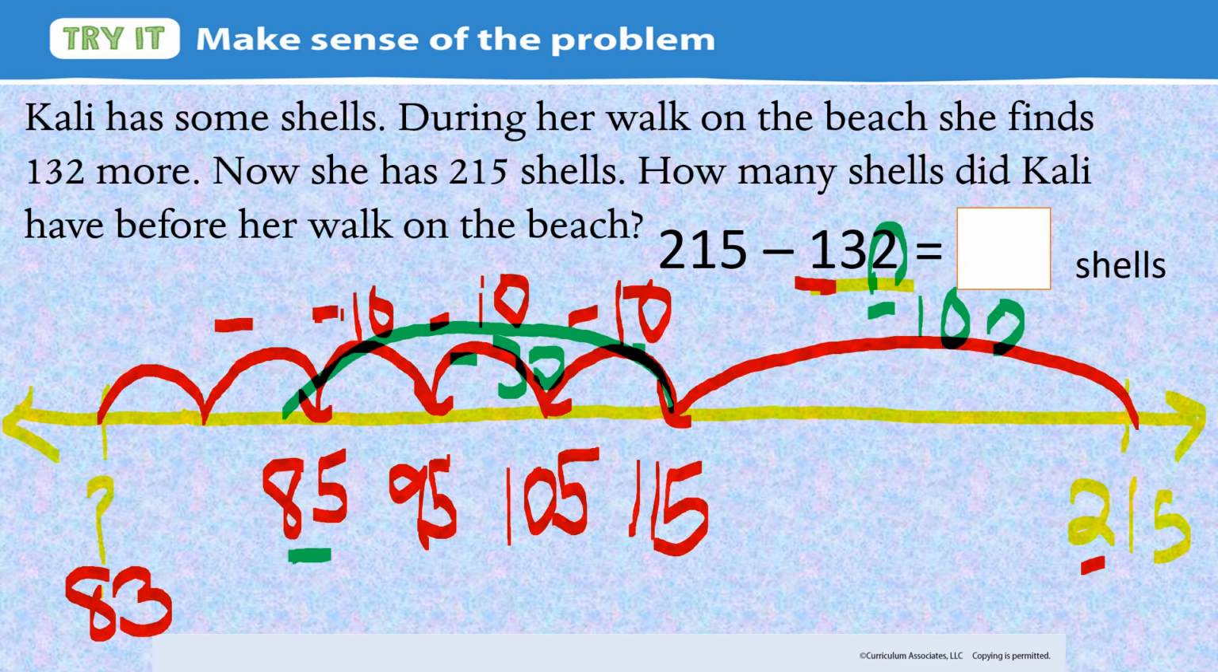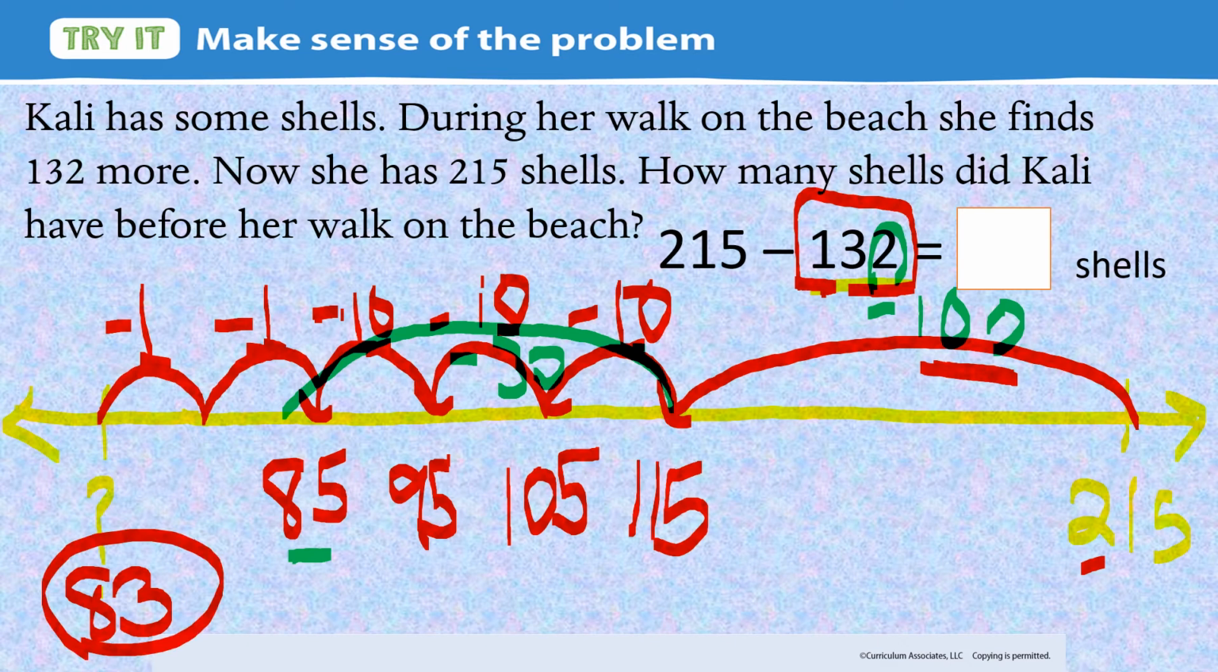I didn't know that before, but I know that now because I counted back 100, 10, 20, 30, 131, 132, which is what my problem told me to do, to count back 132. But you can see that my result, the number of shells that Kaylee had when she started, is what? Yes, we can see that the number of shells Kaylee had when she started was 83 shells. I wonder which strategy you like better. Do you like counting up or counting back?